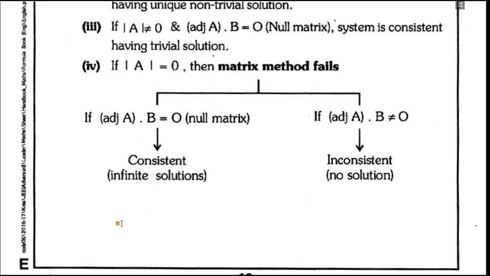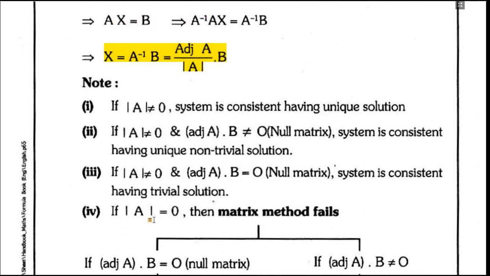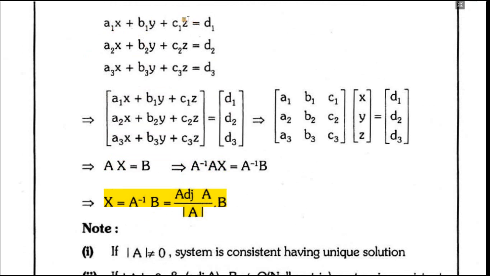The process remains the same. In two of the equations, write x and y in terms of t. Take z as t, then it becomes a1x plus b1y equals d1 minus c1t, and a2x plus b2y equals d2 minus c2t. Solve these two equations and you will get x and y in terms of t. Put these values of x, y, z, where z is t, and if the third equation is satisfied, equal to d3, then your system is consistent and will have infinite solutions, given by x, y, z values in terms of t.